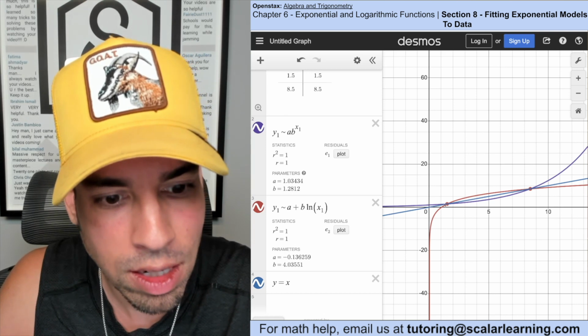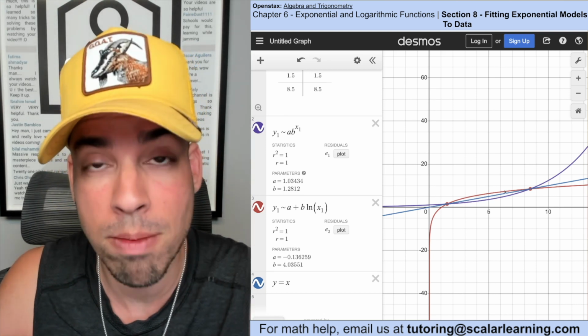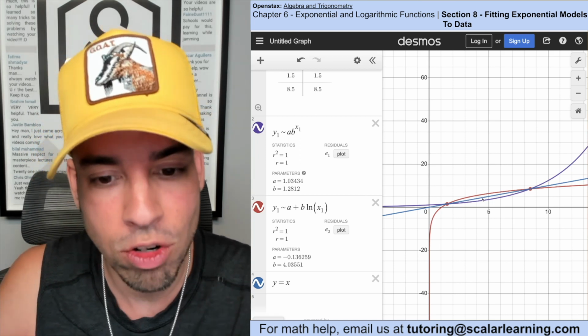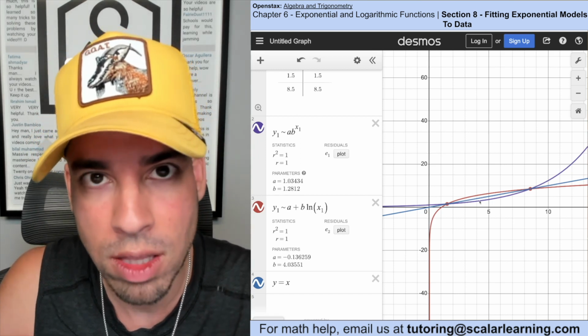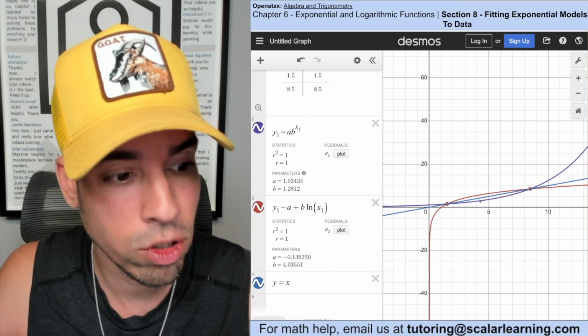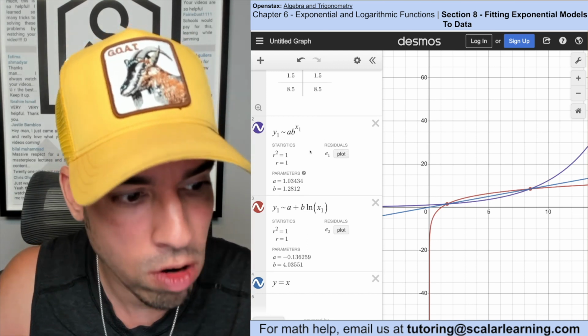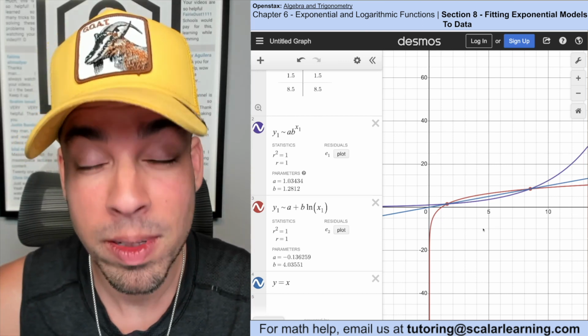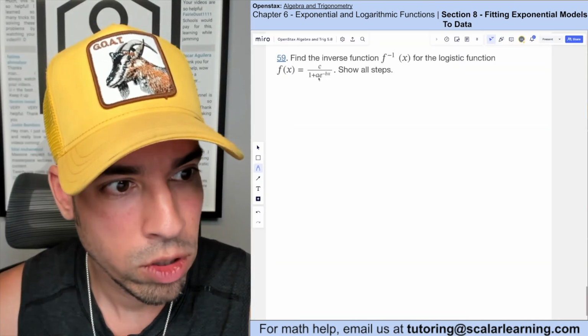You can see that it kind of looks like these guys are symmetric about the line y equals x. So what does that say? When two functions are symmetric around the line y equals x, that implies that they're inverses. And these functions are pretty darn close to perfect inverses of each other. So that's how you do it. Boom, done. So this says to find the inverse of this function.